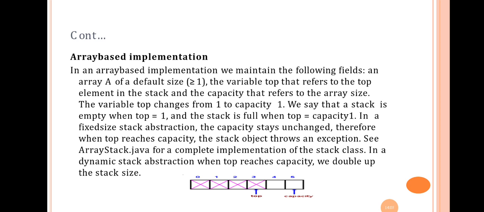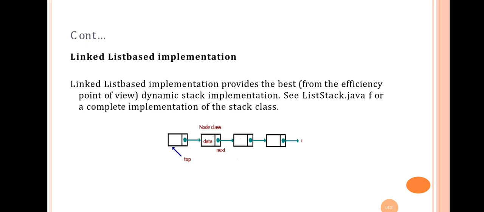In the fixed size stack abstraction, the capacity stays unchanged. Therefore, when top reaches capacity, the stack object throws an exception. See the stack array file for the complete implementation of the stack class. In a dynamic stack abstraction, when top reaches capacity, we double the stack size. Linked list based implementation provides the best dynamic stack implementation from an efficiency point of view. See liststack.java for the complete implementation of the stack class.